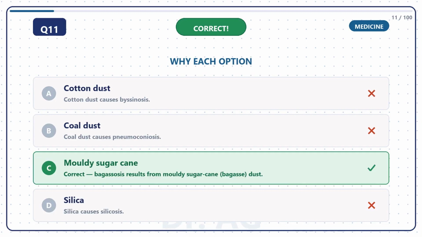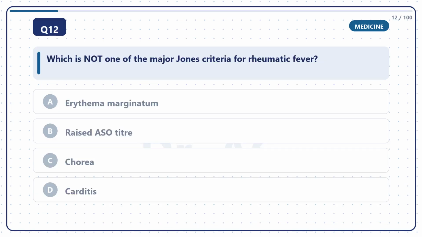Correct. Bagasosis results from moldy sugar cane, bagasse, dust. So, the right answer is option C. Moldy sugar cane. Question 12. Which is not one of the major Jones criteria for rheumatic fever?